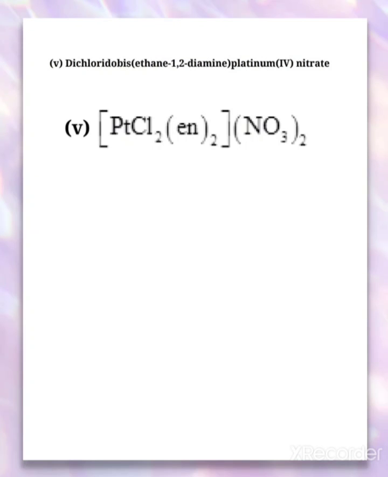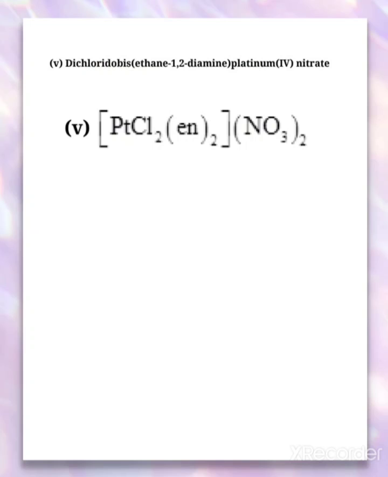Now the fifth one, dichloridobis(ethane-1,2-diamine)platinum(IV) nitrate. Here it is ending with nitrate, that means the counter ion is NO3. But how much of NO3 is not written in the name, that means it is x times. So we don't know how much nitrate there is, so we have to keep x.